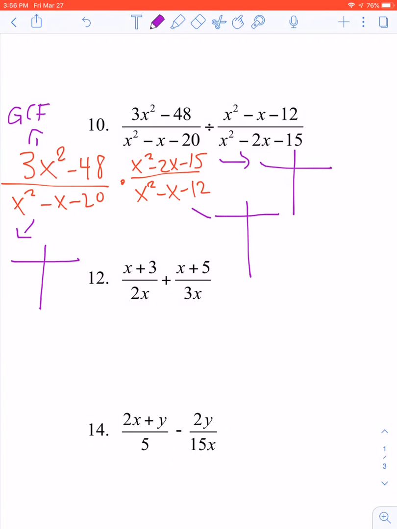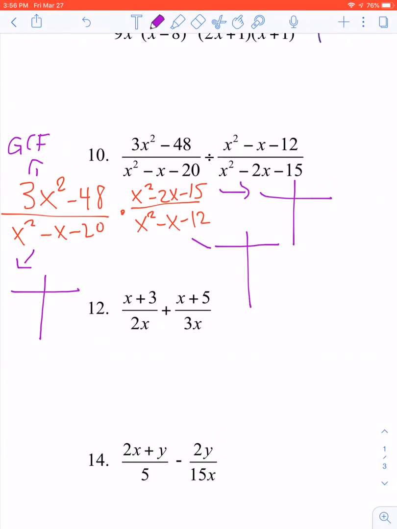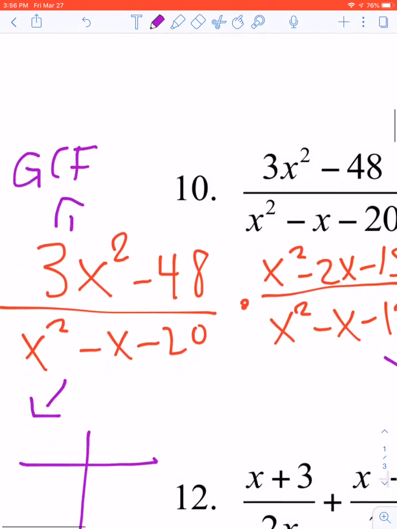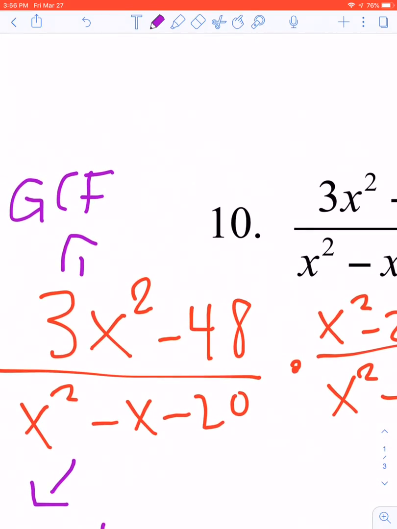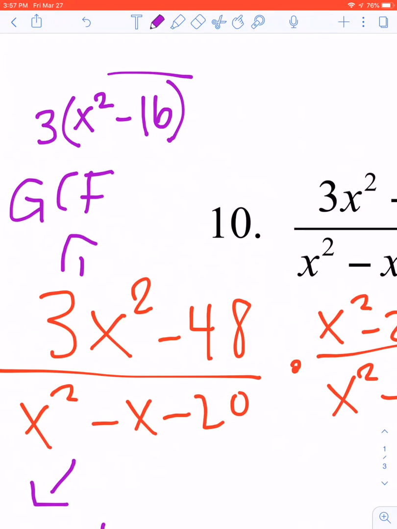All right, so let's do our GCF first over here, okay? If you want to pause and try to find the greatest common factor yourself, the greatest common factor is on this top here. We're looking at 3x squared minus 48. It is 3. Okay, and then we leave the x squared in there, and we divide 48 by 3, and I think we get 16. Okay, so that is all we can do.